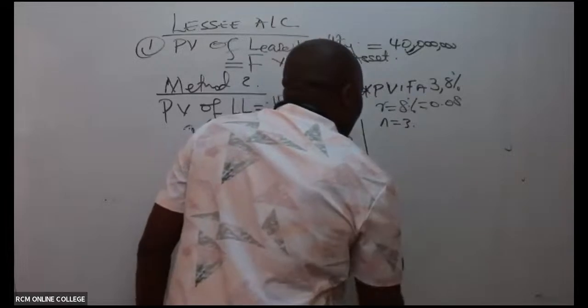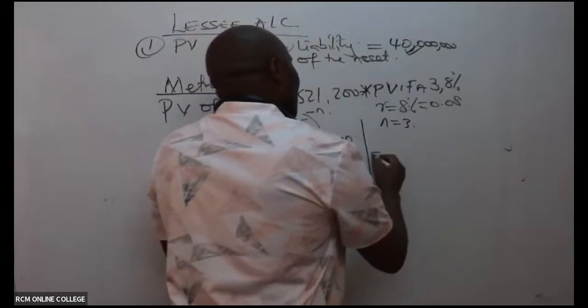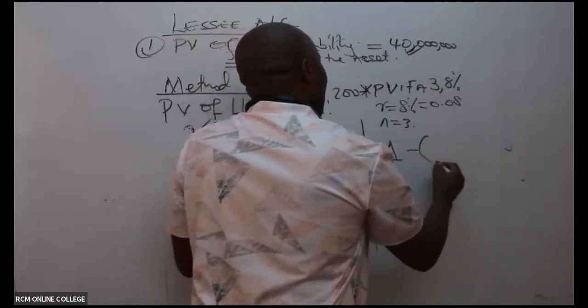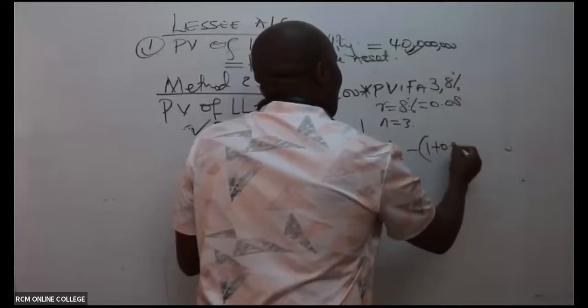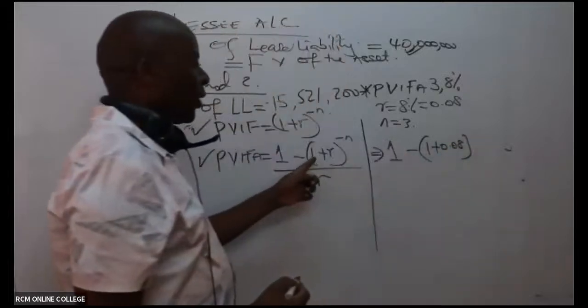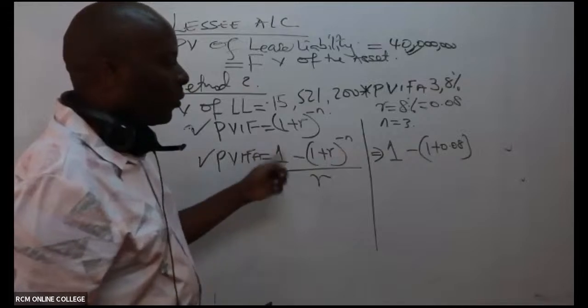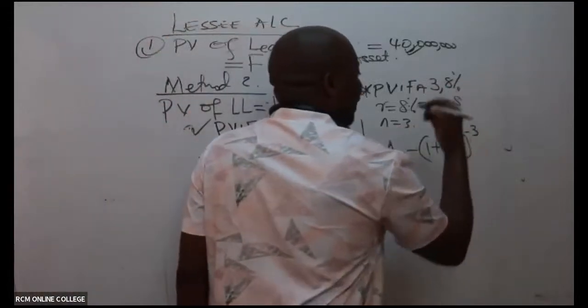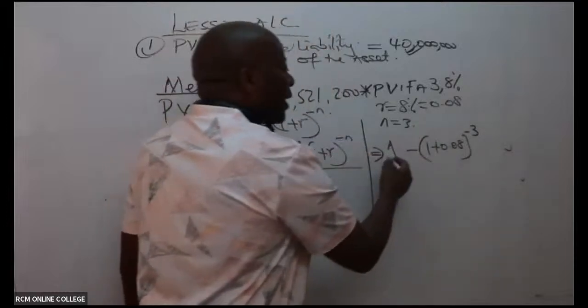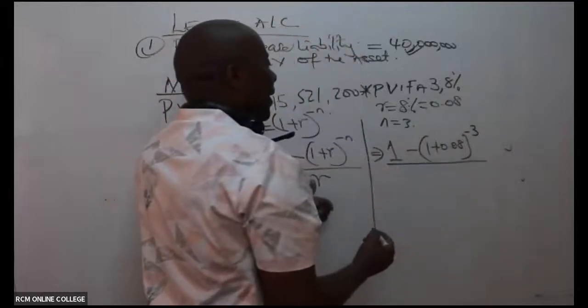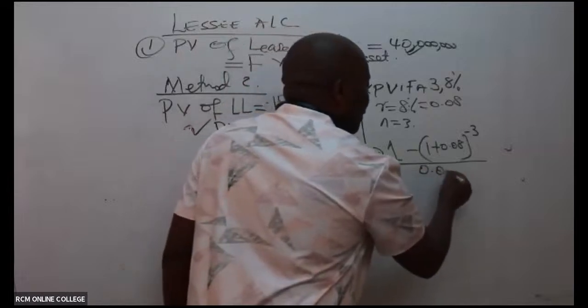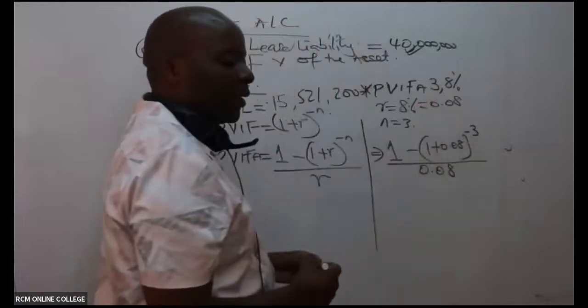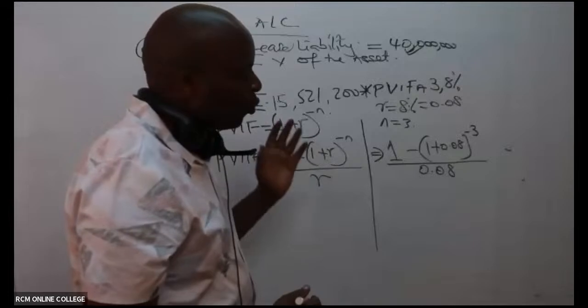So can we kindly plug in here? We shall say 1 minus, in brackets, 1 plus 0.08, following this formula, raised to negative N, so raised to negative 3. And then everything is divided by R, where R is 0.08.